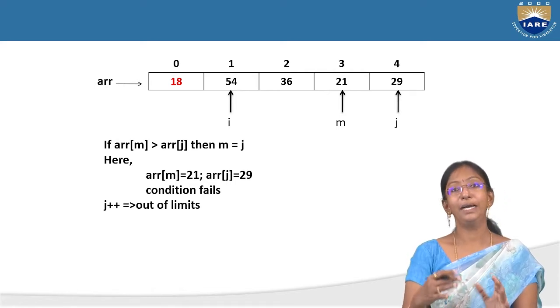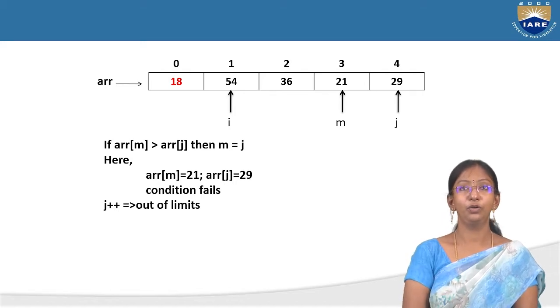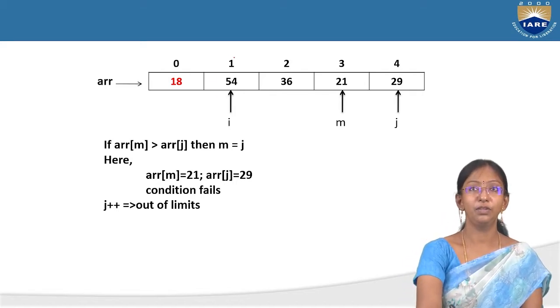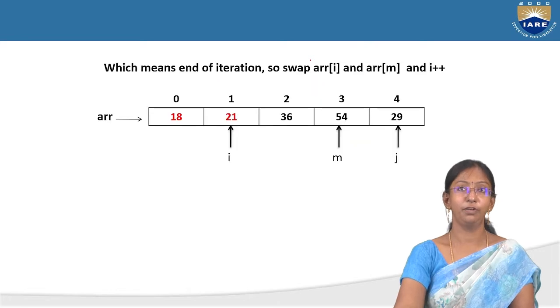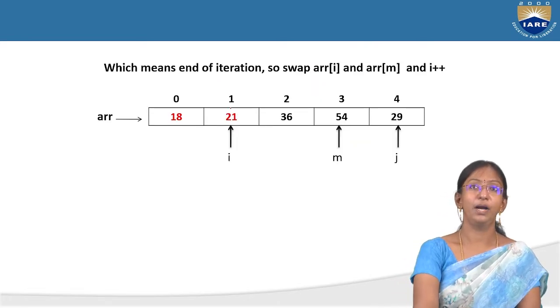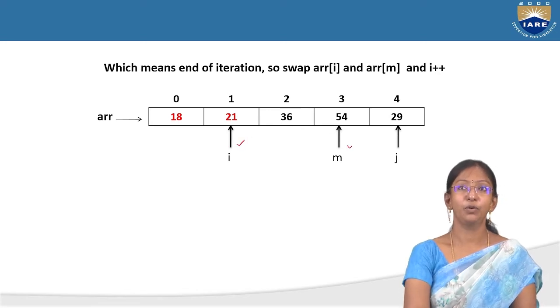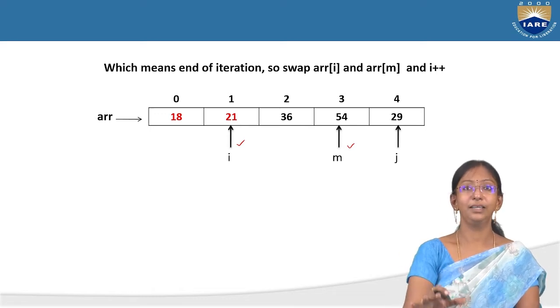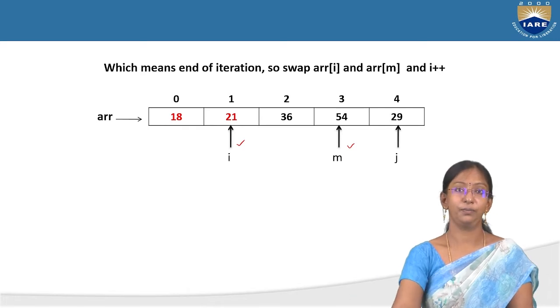So by the end of each iteration, what do we have to do? We have to swap the elements pointed by i and m. That is, swap 21 and 54. This is what you are going to get. I have swapped. So now i is pointing to 21 and m is pointing to 54. This will be the starting step, or the initial list, for my third iteration.